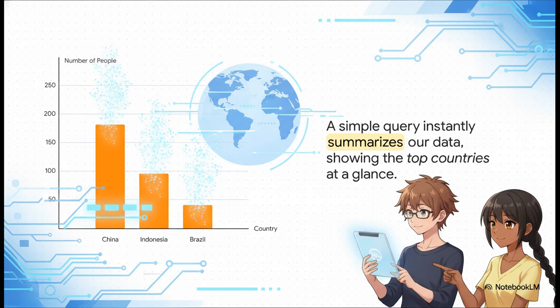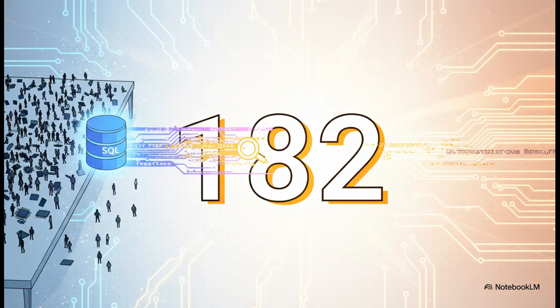With that one simple question, we can instantly see a story in the data. Look at that. We can see right away that China is the most represented country, followed by Indonesia, and then Brazil. We just learned something new from that massive table of names. And that's really the whole point. We started with a huge table of 1,000 people, we asked one smart question, and we got back this one specific powerful number, 182 people from China. That's a precise, actionable insight that took milliseconds to find.